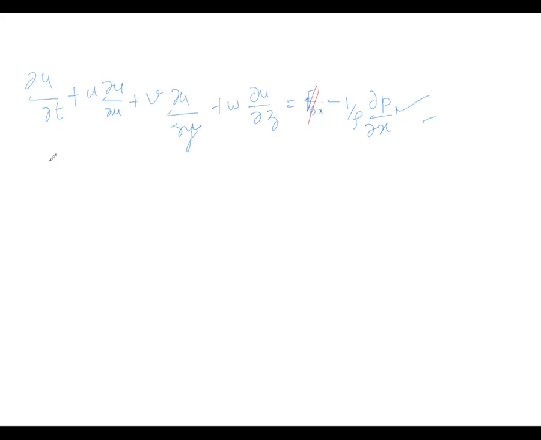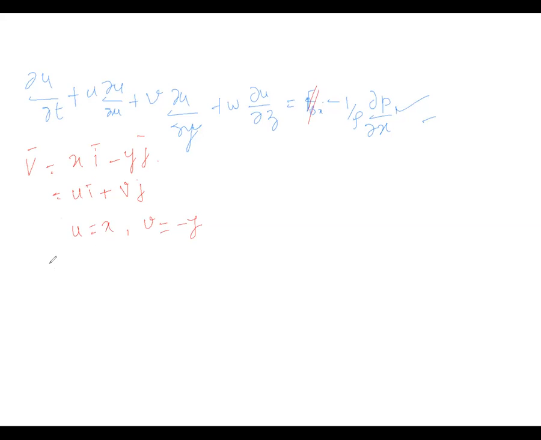Here the velocity is given: velocity vector equals x i vector minus y j vector. So this is nothing but u i vector plus v j vector. So u equals x, v equals minus y.